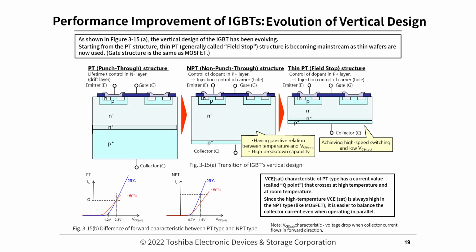Performance improvement of IGBTs, evolution of vertical design. As shown in figure 3-15a, the vertical design of the IGBT has been evolving. Starting from the PT structure, the thin PT, generally called field stop, structure is becoming mainstream as thin wafers are now used. The gate structure is the same as MOSFET.